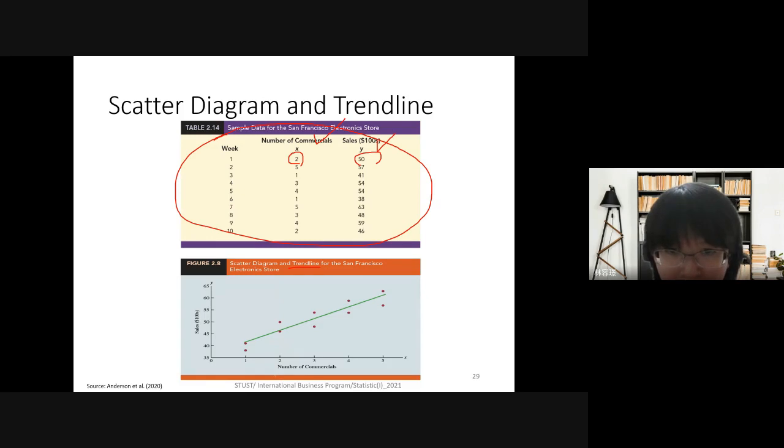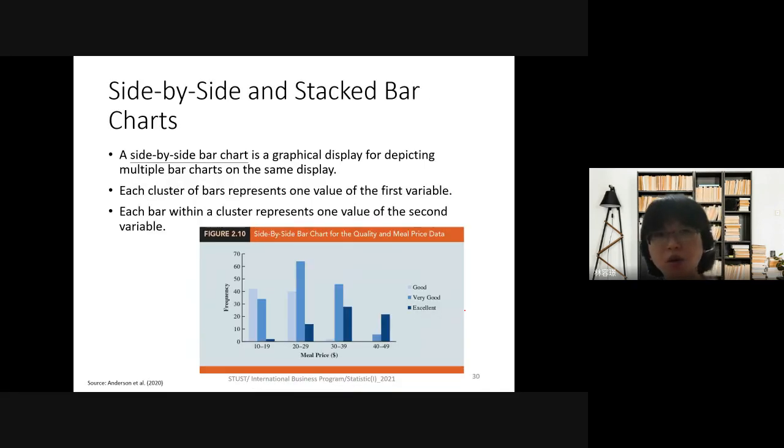find in such data, maybe here, 2 commercials and the sales here is 50. So this dot is on behalf of week 1. So you can draw the dot and find the trend on it. And then you can also use other charts to express the variables or the data set you get.